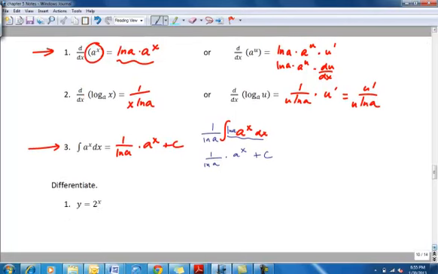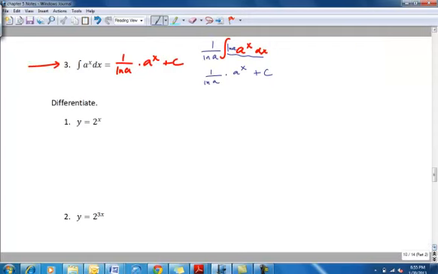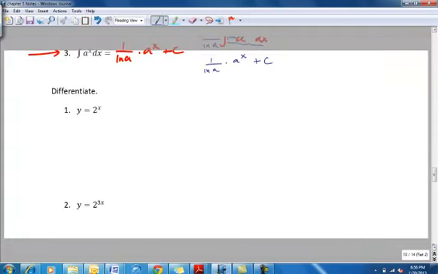Number 1, we're supposed to differentiate. It says y equals 2 to the x. So again, this is very patterned. It's a little more of just kind of a skill set, memorizing patterns and applying them. So the derivative of y equals 2 to the x would be y prime equals ln of 2 times 2 to the x.